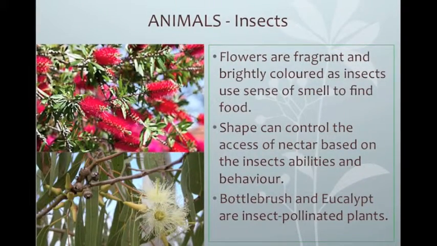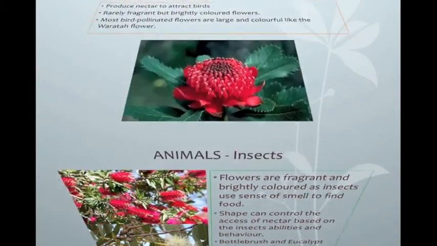Pollination by animals, insects. Flowers pollinated by insects are usually very fragrant to appeal to them. Some petals have spots or stripes to indicate the presence of nectar. The shape of the flowers can control the access of insects to the nectar. The bottlebrush and eucalypt plants are insect-pollinated plants.